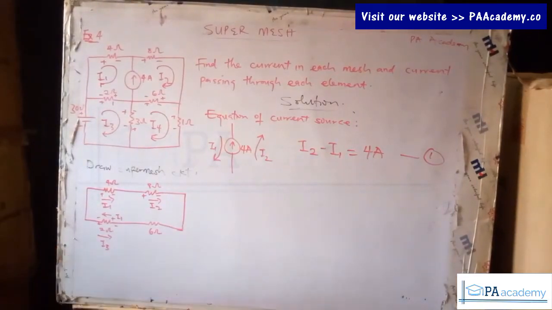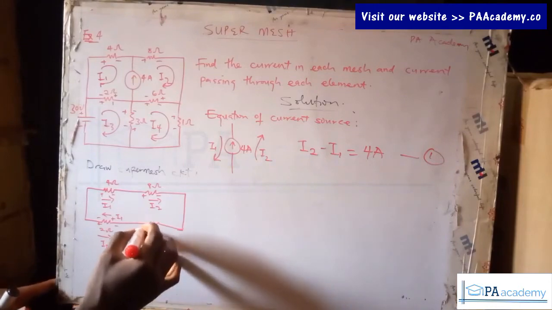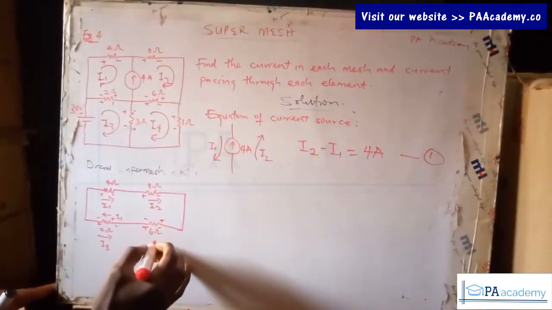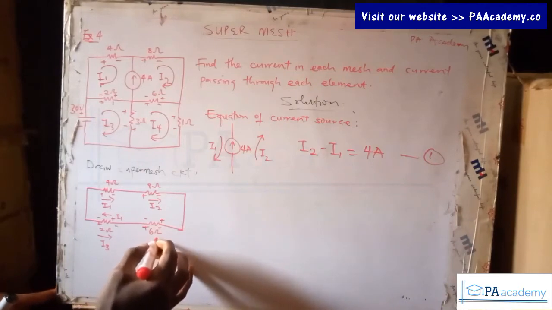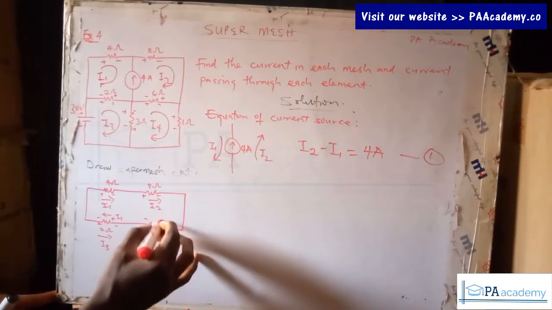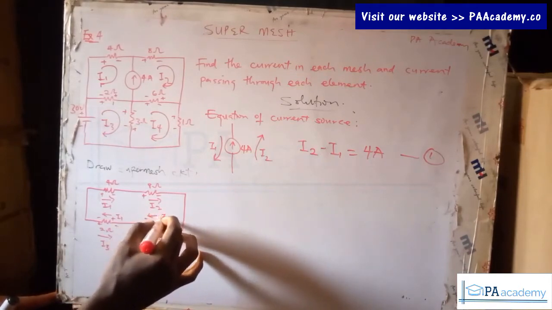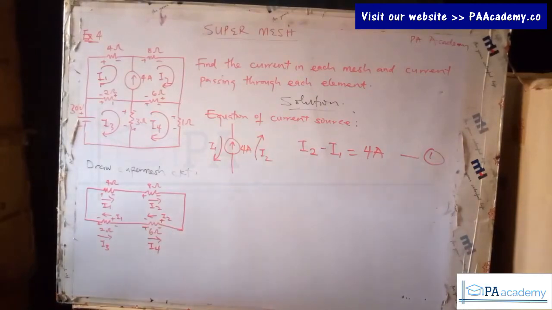Alright, so let's do the same thing for the 6 ohm resistor. So we have plus and minus, the same thing here, and then plus and minus. So we have a current flowing in this direction, which is I4. We also have another one flowing in this direction, which is I2. Alright, so that's it there.